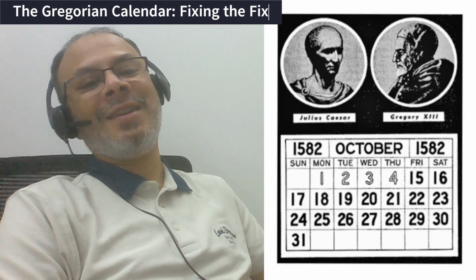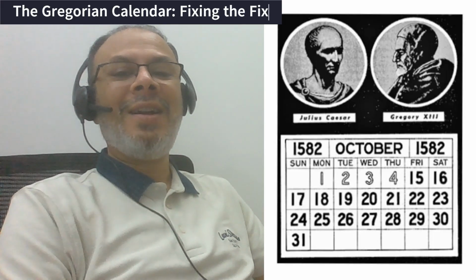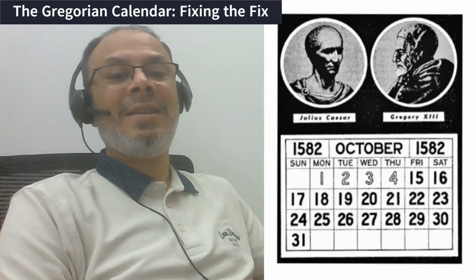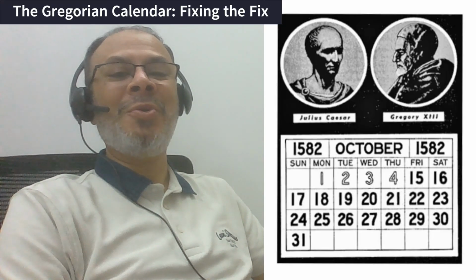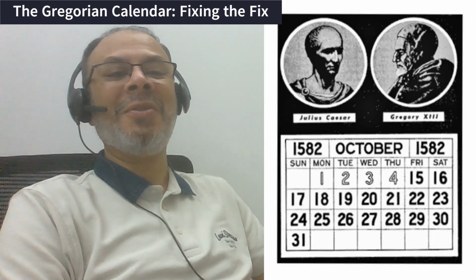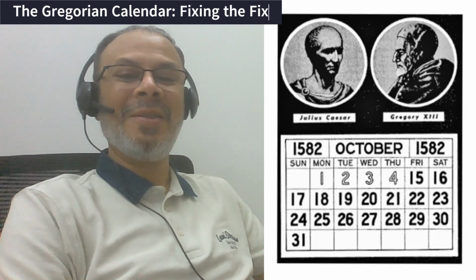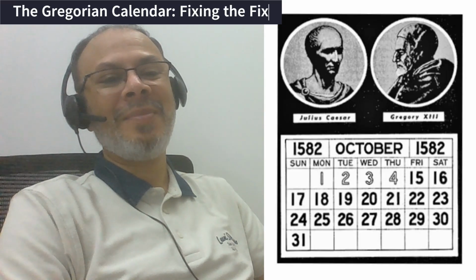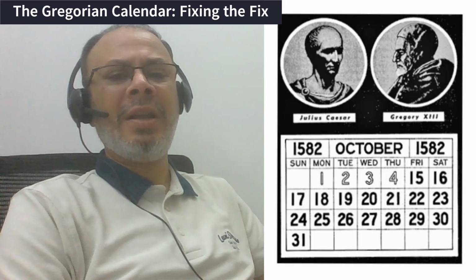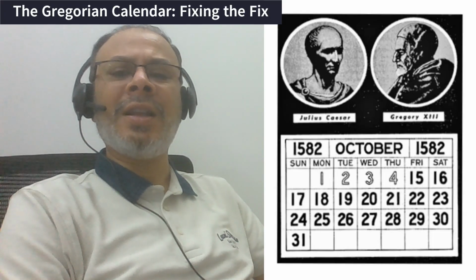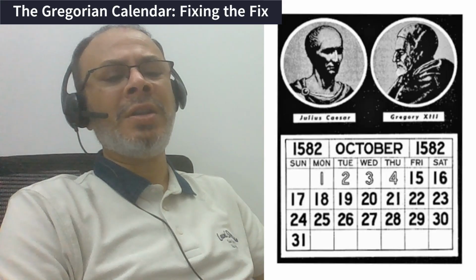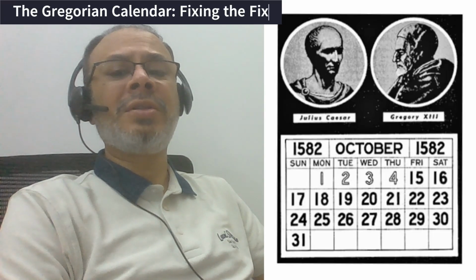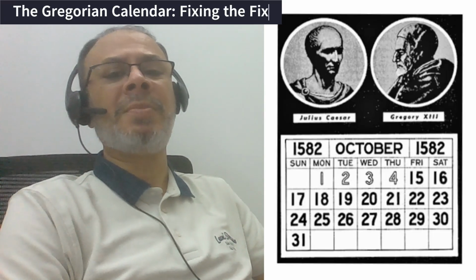What is really interesting is that to fix the immediate error, Pope Gregory also dropped 10 days. In Catholic Europe, Thursday, October 4th, 1582 was followed by Friday, October 15th, 1582. The whole 10 days were missing from the calendar in the year 1582. But the adoption spread slowly. Protestant countries resisted a Catholic calendar. Britain and its colonies switched only in 1752, skipping 11 days. Some Orthodox churches still use the Julian calendar for religious purposes even today.